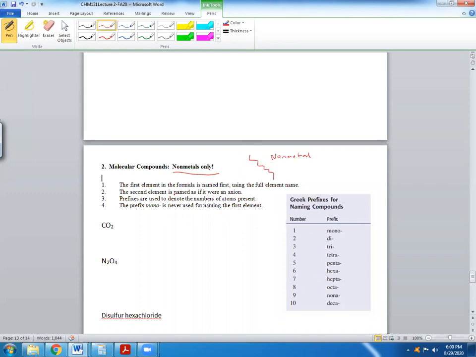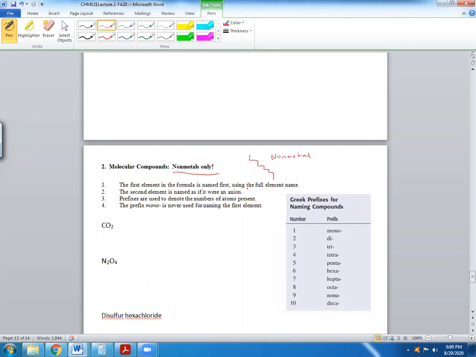The rules go like this. The first element in the name is named first using the full element name. So if you have oxygen, you call it oxygen. If you have carbon, you call it carbon. If you have sulfur, you call it sulfur. The second element is named as if it were an anion.